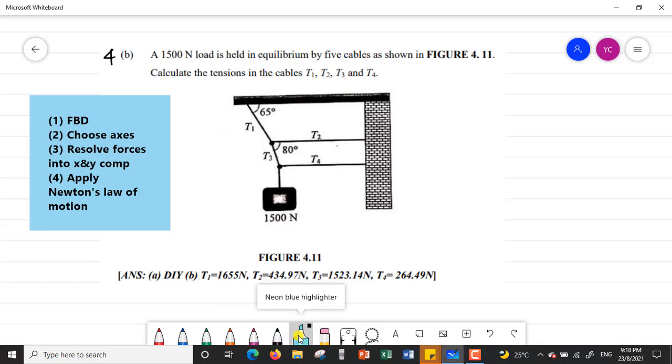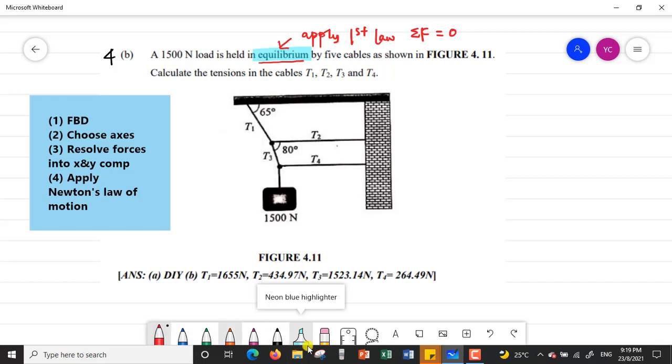We have a 1500 N load held in equilibrium. See the keyword, equilibrium. So the word equilibrium will tell you that you are going to apply Newton's first law. Summation of force equals 0 because the system is in equilibrium by 5 cables. So this load is held in equilibrium by 5 cables, 1, 2, 3, 4, 5. We want to calculate the tension in the cables T1, T2, T3 and T4.